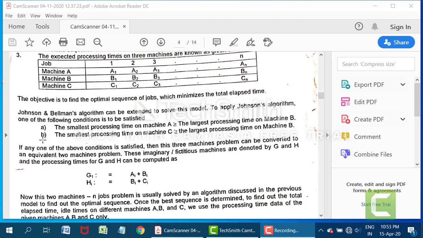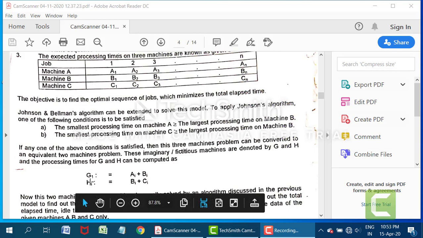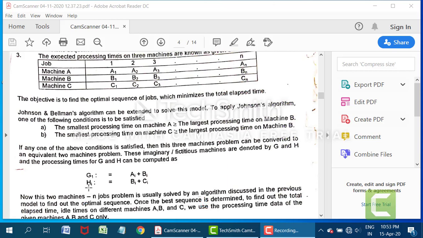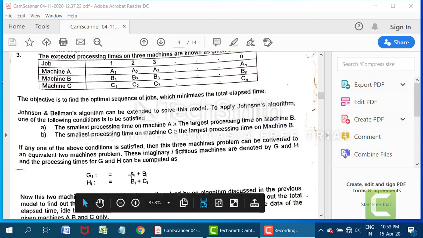Now, Johnson's algorithm is applicable for n jobs two machines only, whereas here it is n jobs three machines. So we need to assume two imaginary or fictitious machines, call them G and H. G and H are two fictitious or imaginary machines for which the processing times are like this.